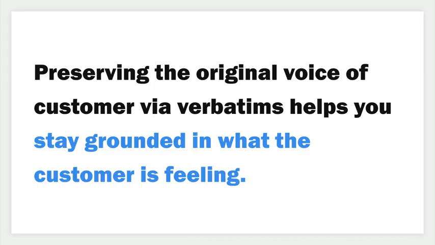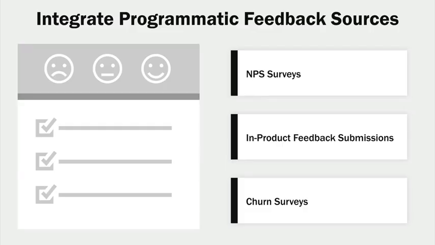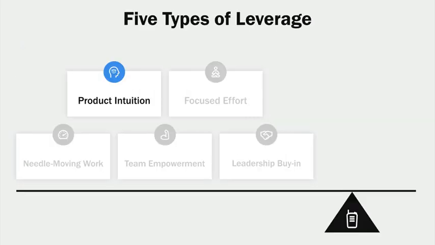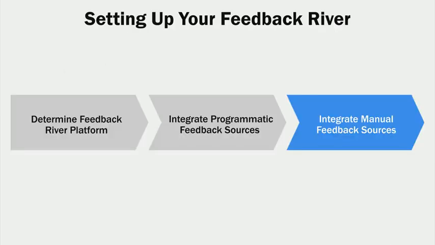Preserving the original voice of the customer via verbatims helps you stay more grounded to what the user is truly feeling. So, in summary, in step 2, you integrate your programmatic feedback sources and scale them with a sampling, selection, or summarization approach. This step alone is already a great start to enriching the quantity and variety of feedback sources you use to develop product intuition.